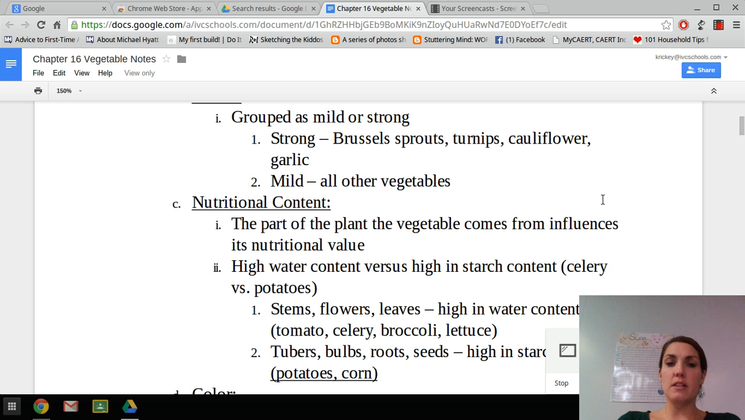Okay, for number 7, the ones on the opposite side have a high starch or carb content, which means low water. And again, these are going to be a little higher in calorie. These 4 parts are a tuber, bulb, root, and seed. Tuber, bulb, root, and seed. So examples of each of those, remember you need examples: a tuber would be like a potato, a bulb would be like an onion or garlic again. A root is like a carrot, and a seed is like corn or beans.